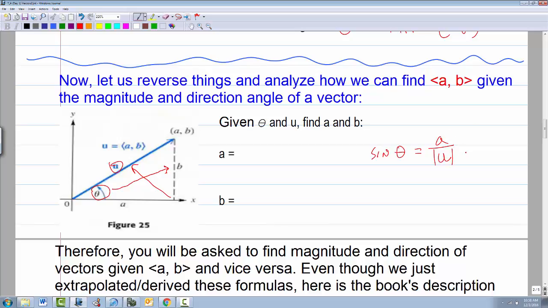So what would you have to do to both sides? Multiply it by u. So basically, you don't need this. You could say, okay, I have to find a. I could go to my Math 2 trigonometry and find a that way, because this is going to be a number and this is going to be a number. I have to find a. Well, that's just sine. Do you understand what I'm saying?